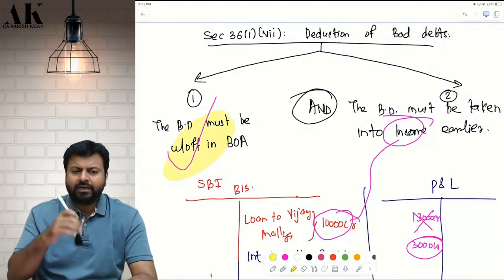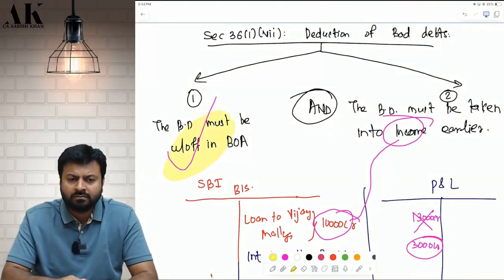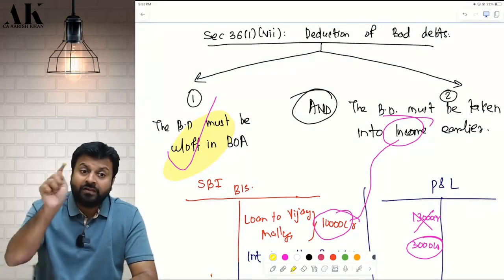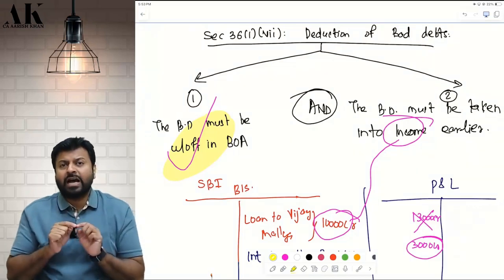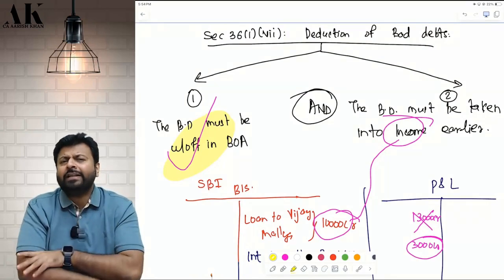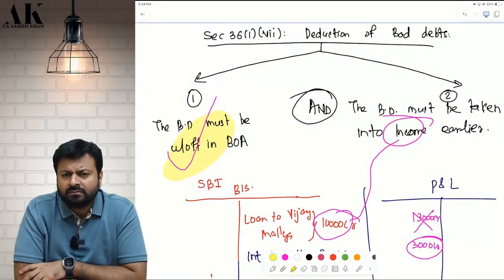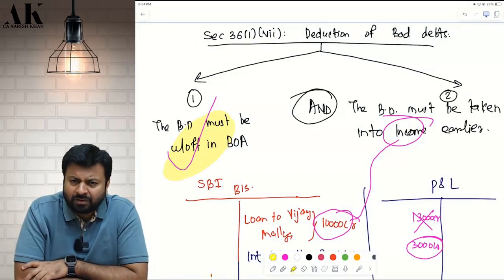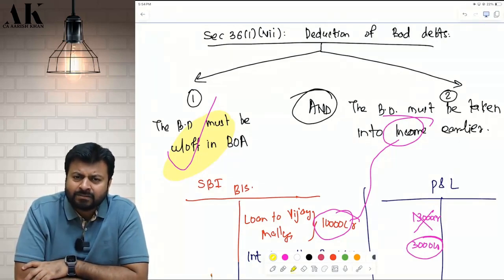And what is the condition you are going to fulfill? The very first condition you will not be able to fulfill. What is the very first condition over here? The bad debt must be written off in the books of accounts. Now the question is, how the hell will I write off a bad debt in the books of accounts, which is not recorded in the books of accounts? Have I recorded that 1 lakh rupees service in the books? Then how will I write off that? Is it possible? So how will I get the deduction of that bad debt?